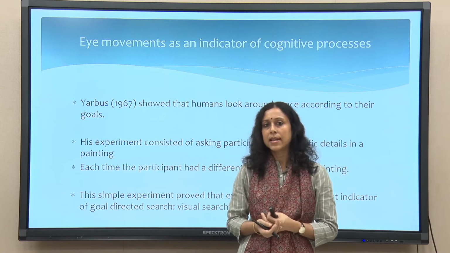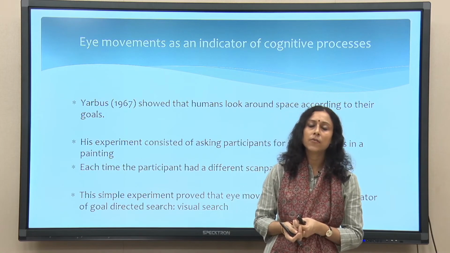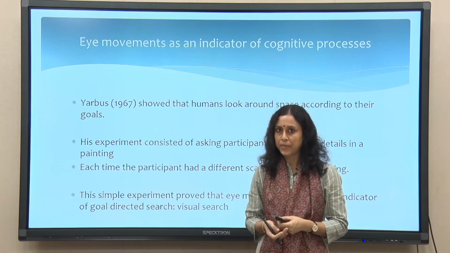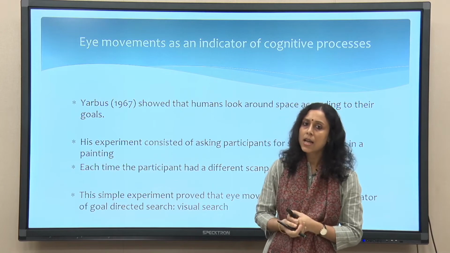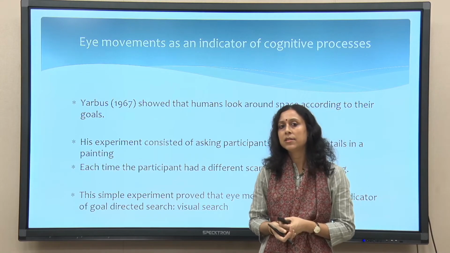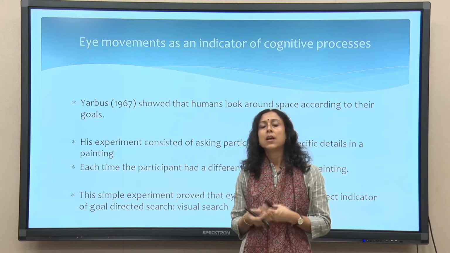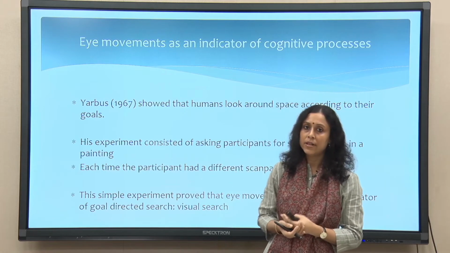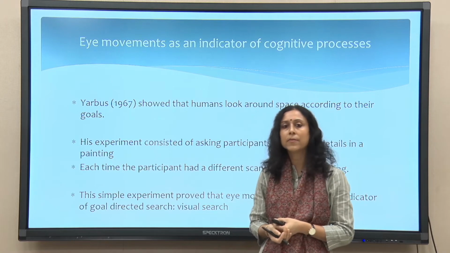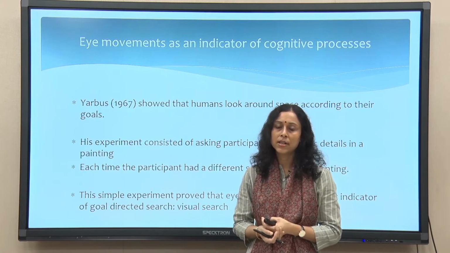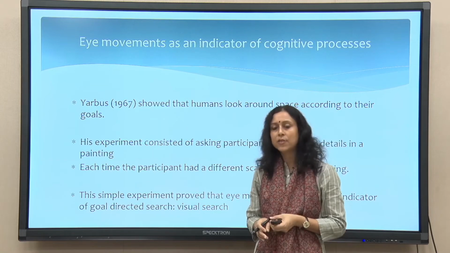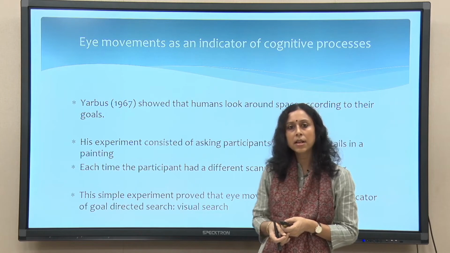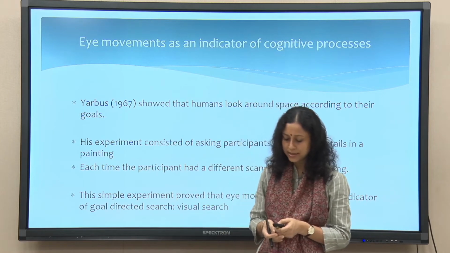So, eye movements as an indicator of cognitive processes is something that we take for granted today. As of today, as we speak, eye tracking as a methodology is very well established with a very rich domain of research output and really very interesting research findings. However, this was not considered as a thing to be really looked at some time back. So, the initial experimental evidence for this goes back to 1967.